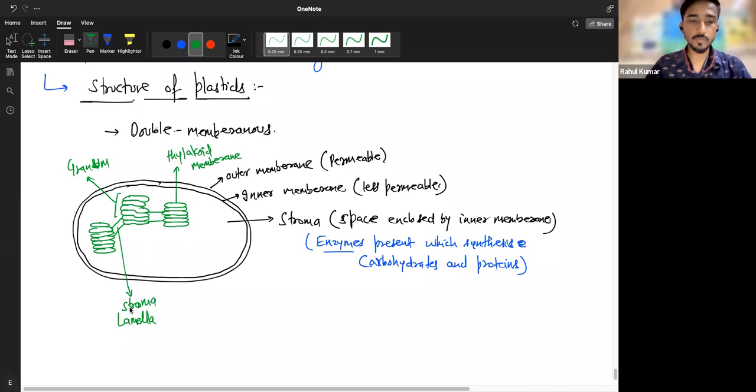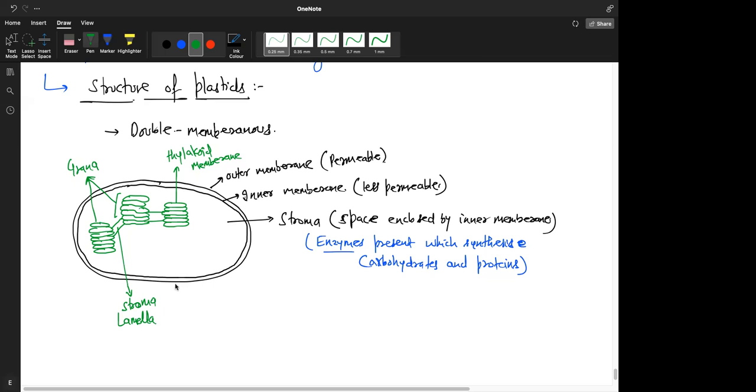So these three terms, stroma lamellae, thylakoid membrane, and grana, are very important. Let me write grana and draw two of them like this. Do you understand now? Grana, thylakoid membrane, and stroma lamellae. All are clear?